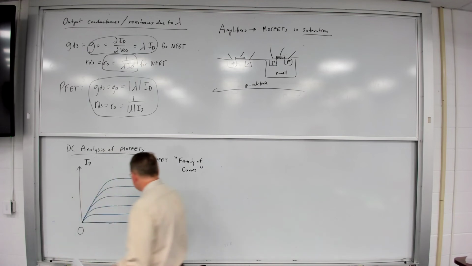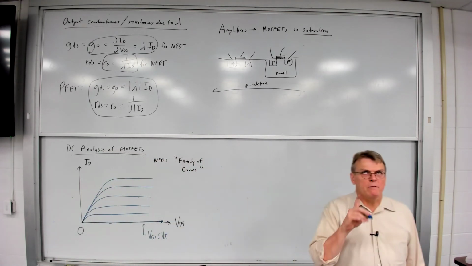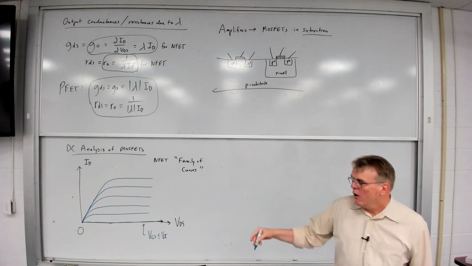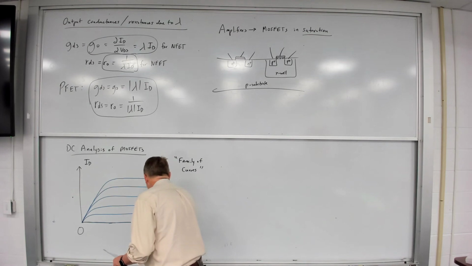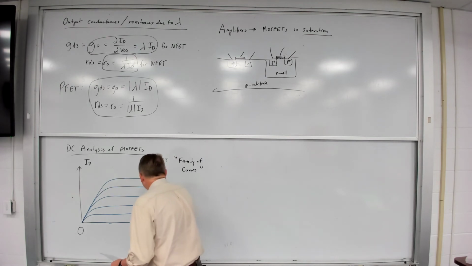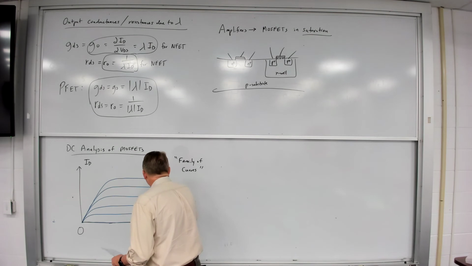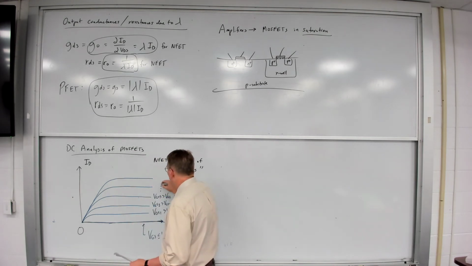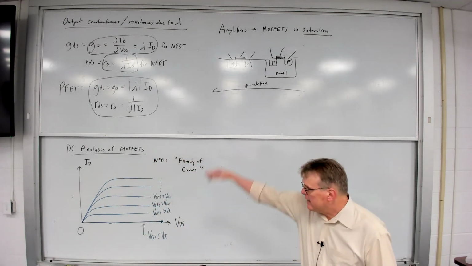So what I'm doing in here is I'm simply showing what VDS versus ID would be for different values of VGS. So I'll say here this is VGS1, which is greater than VT. This is VGS2, which is greater than VGS1. This is VGS3, which is greater than VGS2, and so forth. So at larger values of VGS, I can fill in these curves.